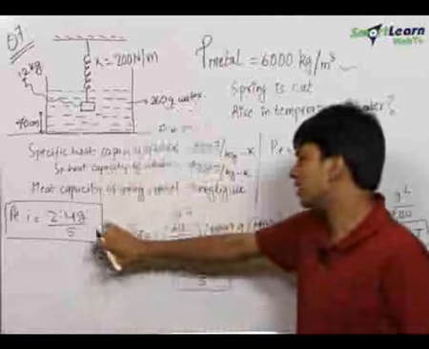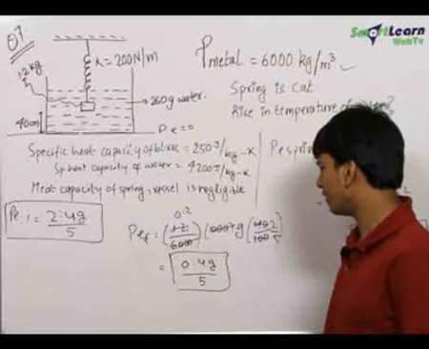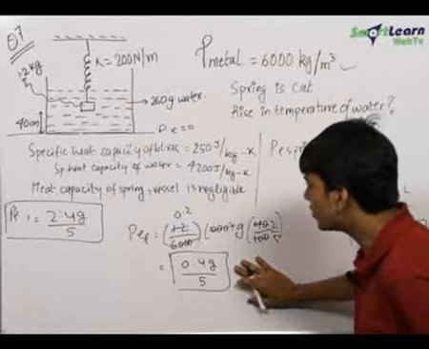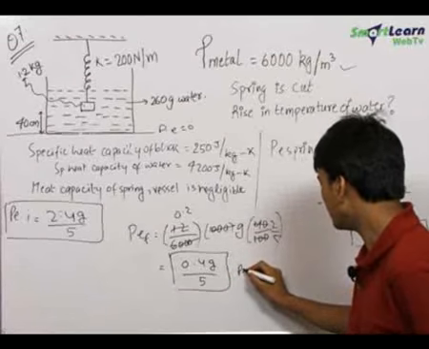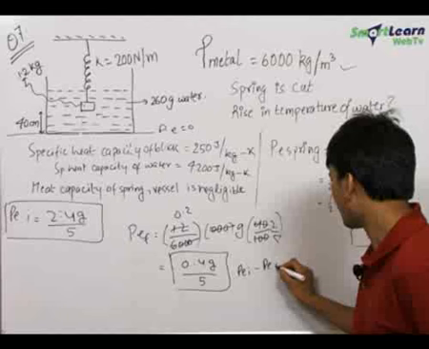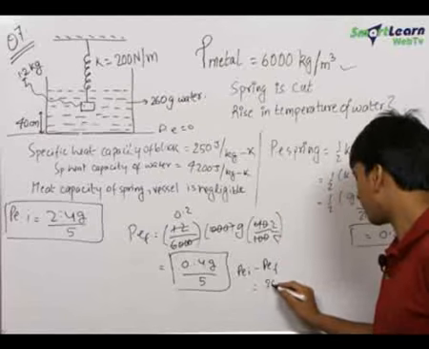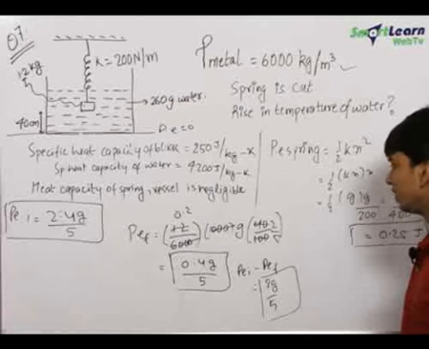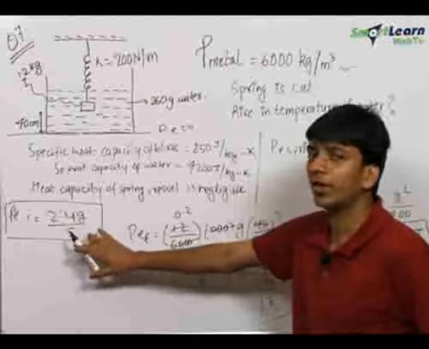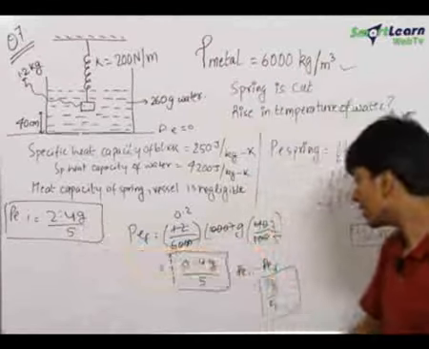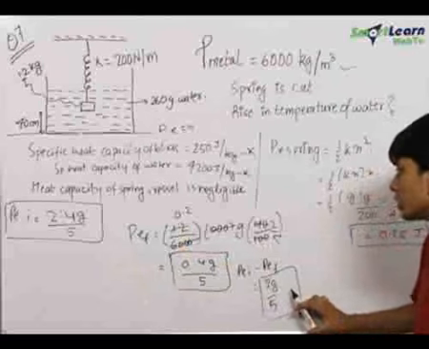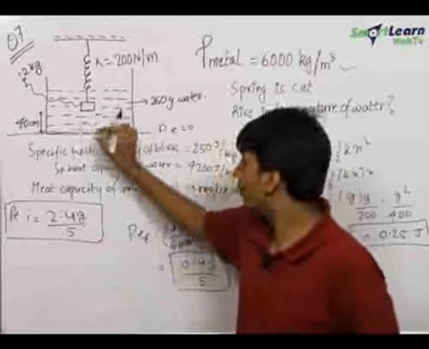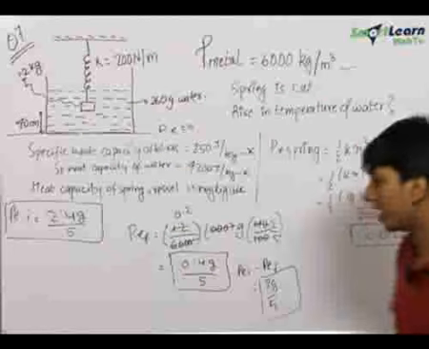So the initial potential energy was 2.4 g upon 5. The final potential energy is 0.4 g upon 5. Therefore, the loss in potential energy is P initial minus potential energy final, that is equal to 2 g upon 5. So the loss in potential energy is not 2.4 g upon 5. The loss in potential energy is something less than 2.4 g upon 5, that is 2 g upon 5, because this block loses some potential energy, there is also some block of water which is gaining some potential energy.